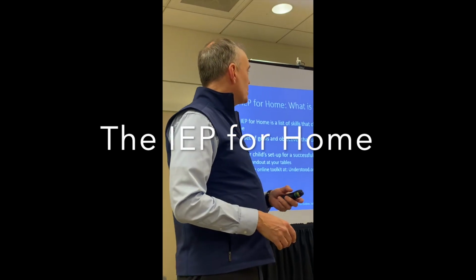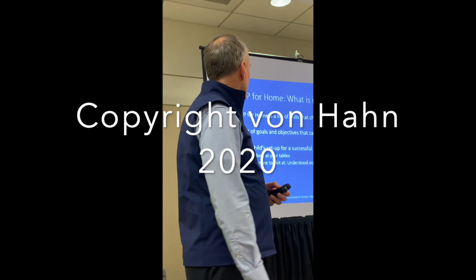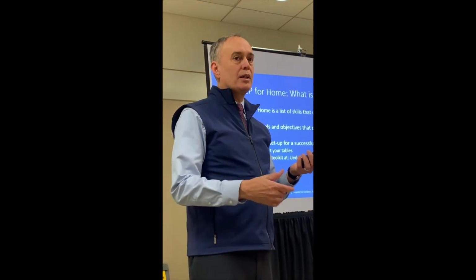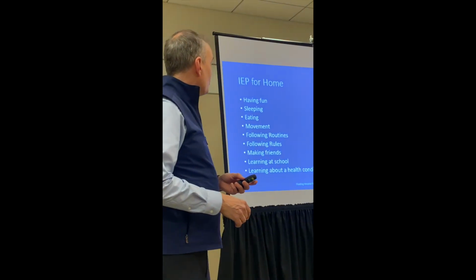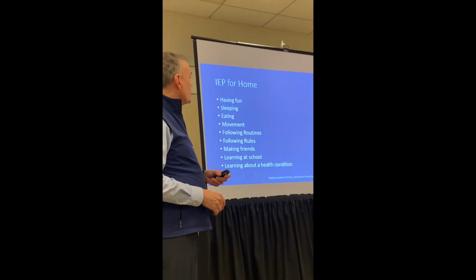So it's a set of goals and objectives that can be useful for you and your child. There's a one-page handout that I just handed out to you. And you can also access it on understood.org, and I'm going to show you what that looks like in a minute. This is the IEP for home. These are the goals. There are objectives attached to the goals for the IEP for home.